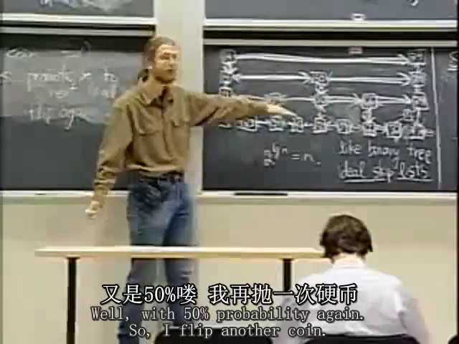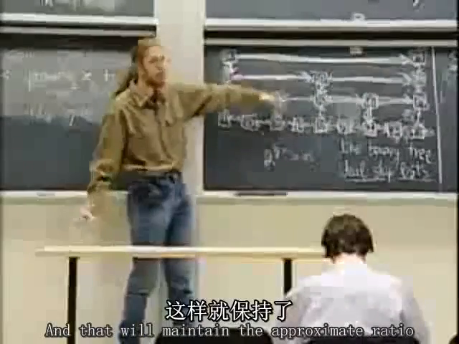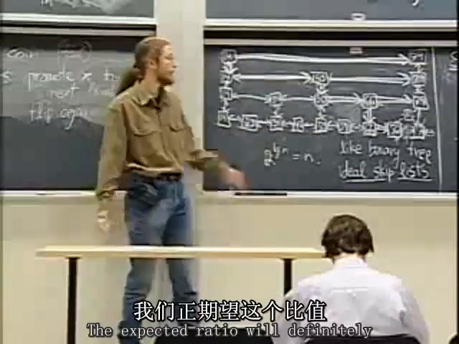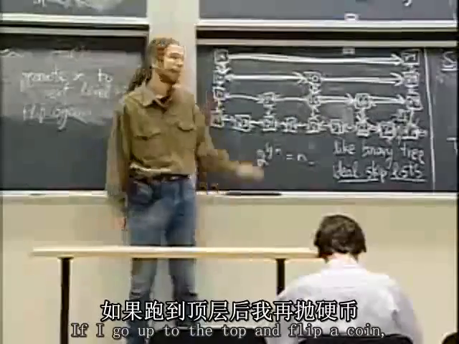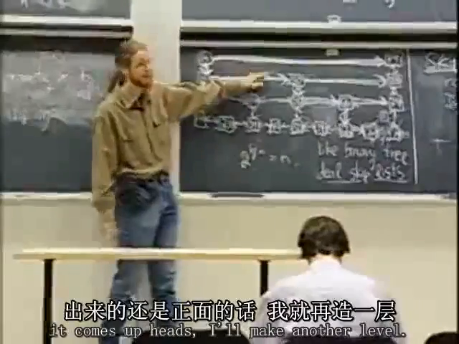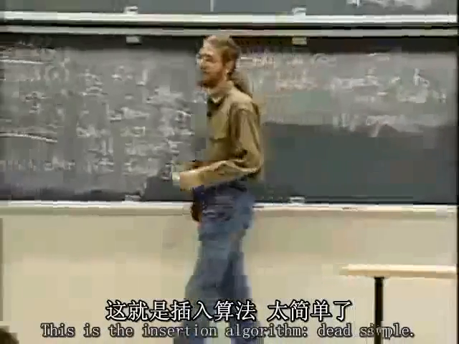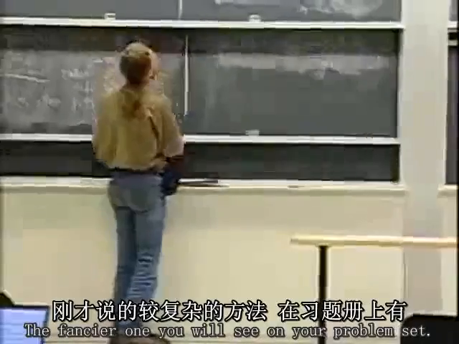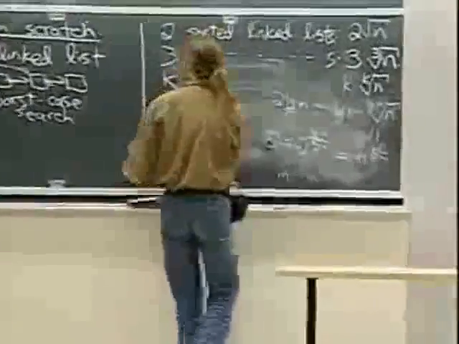So I flip another coin. If it comes up heads, I'll go up another level, and that will maintain the approximate ratio between these two as being 2. The expected ratio will definitely be 2. And so on all the way up. If I go up to the top and I flip a coin and it comes up heads, I'll make another level. Okay, this is the insertion algorithm. Dead simple. The fancier one you'll see on your problem set. So let's do it.